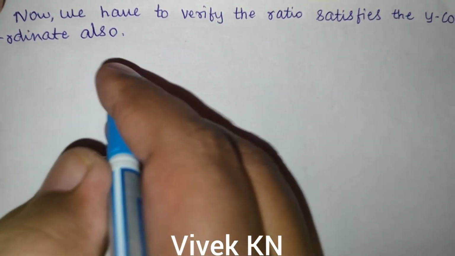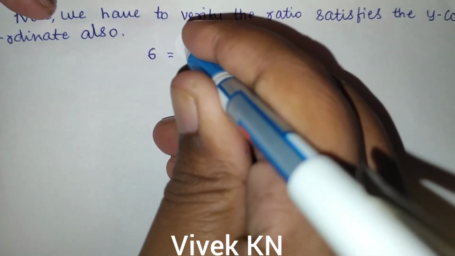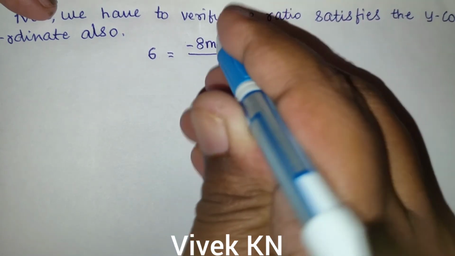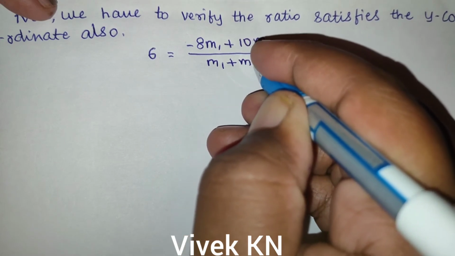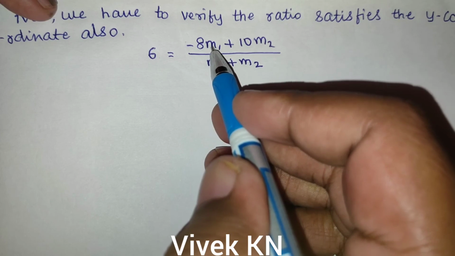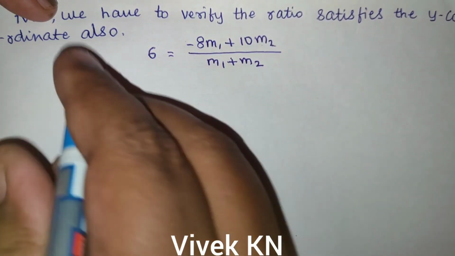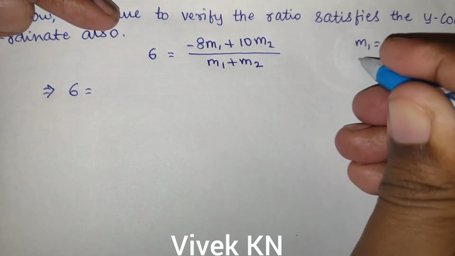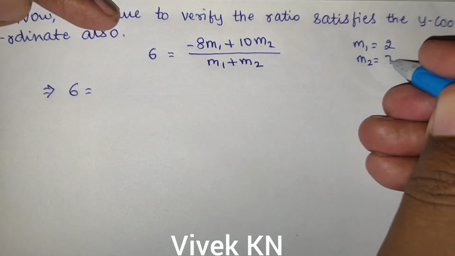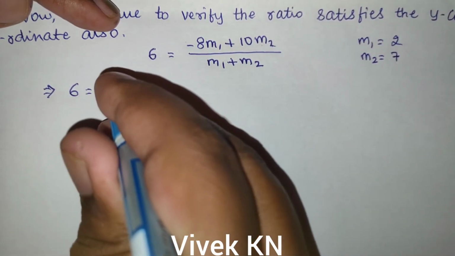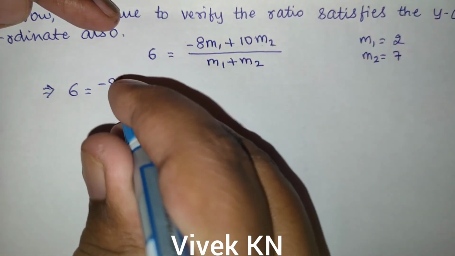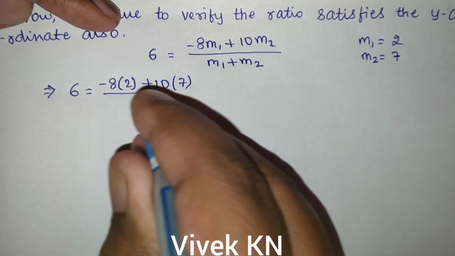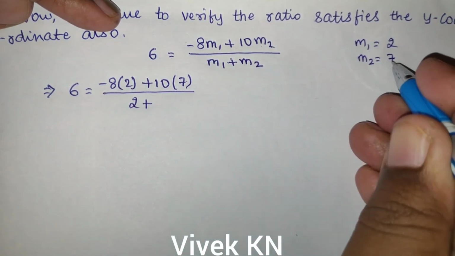Here the y coordinate is given by 6 is equal to (-8m1 plus 10m2) divided by (m1 plus m2). Now let us substitute the values of m1 as 2 and m2 as 7. So 6 is equal to minus 8 into the value of m1, which is 2, plus 10 into the value of m2, which is 7, divided by m1, which is 2, plus m2, which is 7.